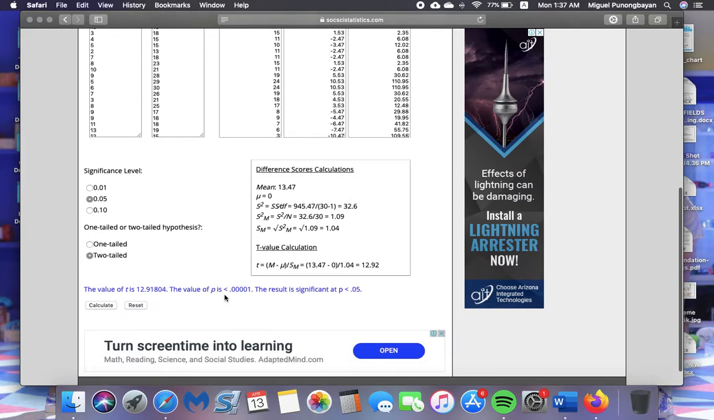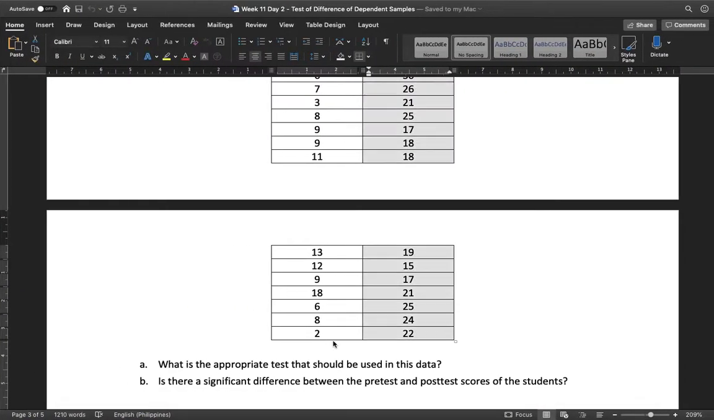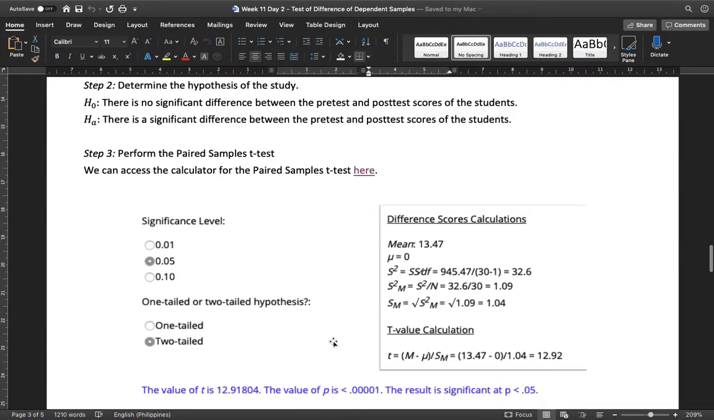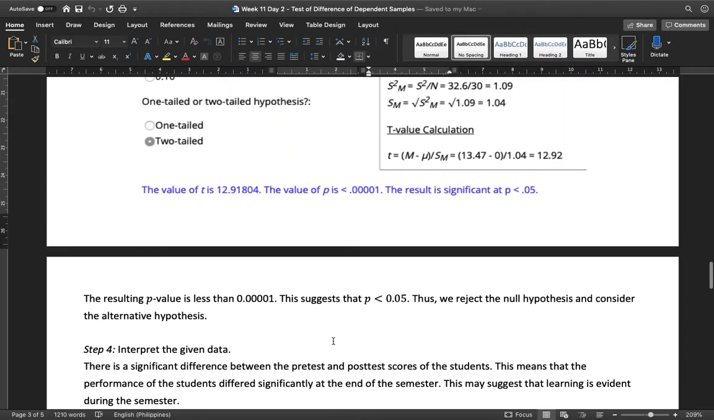As we can see here, the p-value is less than 0.00001. Very small ang significance, ang p-value. Ibig sabihin nito, ang chance natin makakommit ng type 1 error is less than 0.00001. Napakaliit. So, there's no harm in rejecting that. Kasi maliit lang yung chance na magkamali tayo, di ba?